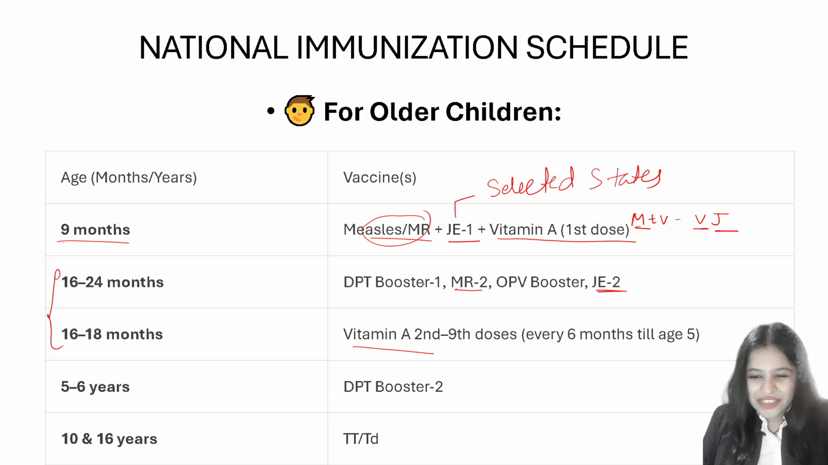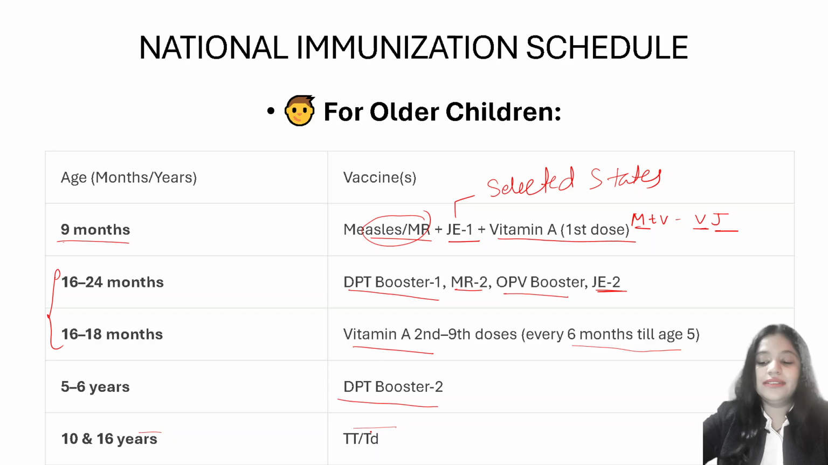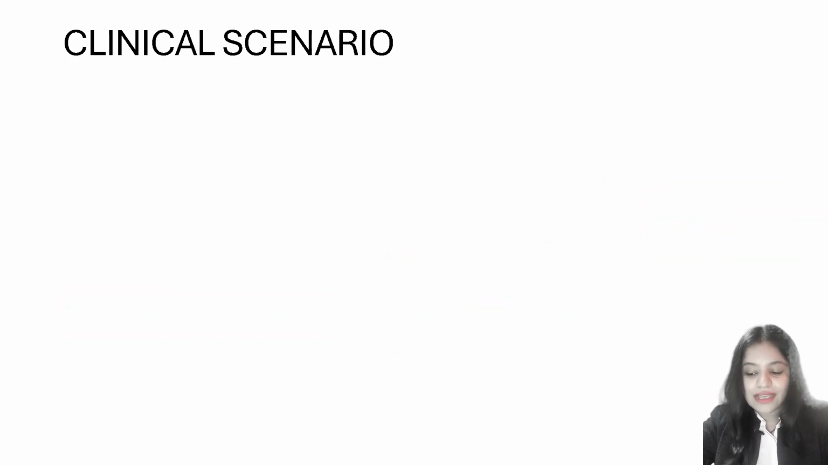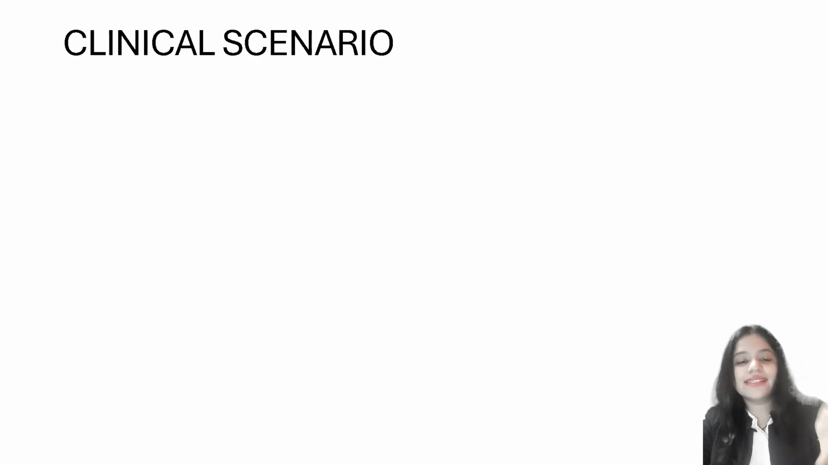Another 2 additional vaccines are DPT booster 1 and OPV booster. For vitamin A, just remember that the 2nd to 9th dose is given every 6 months till age 5. Now, for 5 to 6 years, it's DPT booster 2, and 10 to 16 years is tetanus toxoid with adult diphtheria toxoid. Okay. Now, let's see some clinical scenarios, which will help us understand the national immunization schedule better.